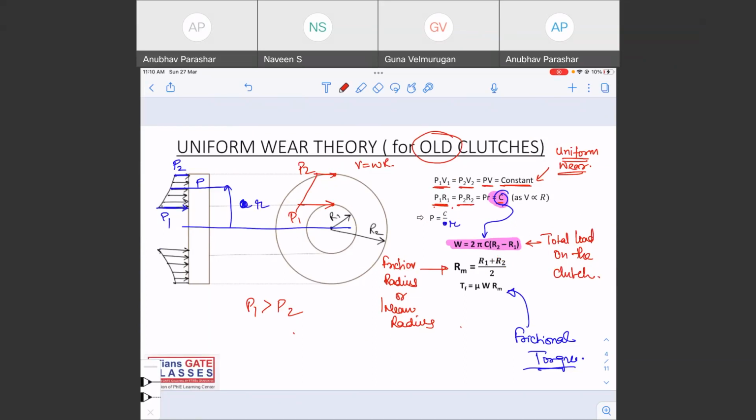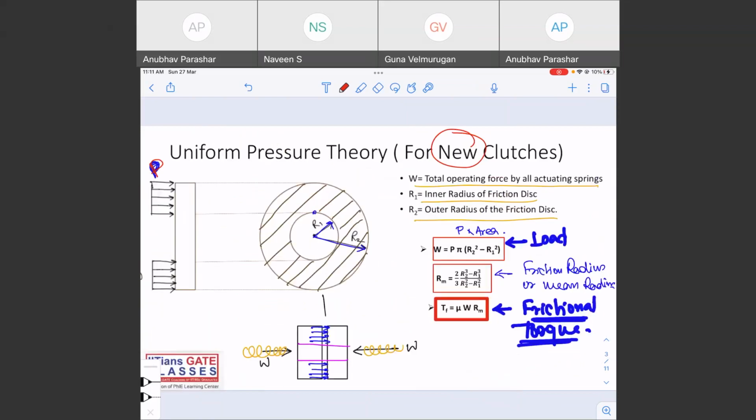So ultimately, if you put that clutch in your system, what is going to happen? There will be a slip. The old clutch will slip. That is why there are two different theories. If the clutch has become old and you want to use the clutch plate somewhere, you are going to use the uniform wear theory. Otherwise, uniform pressure theory is for the new clutch. This you need to remember.